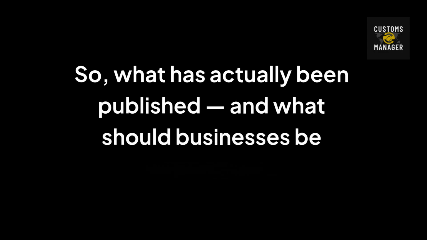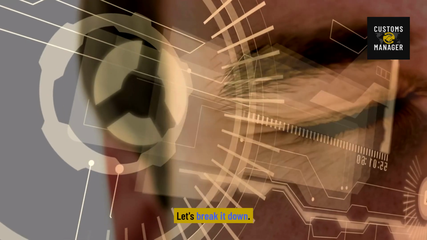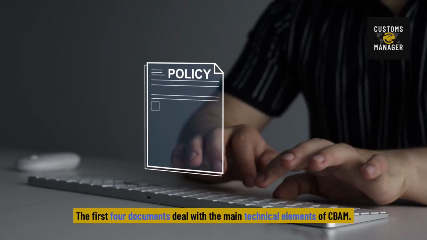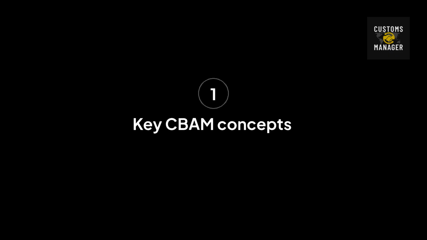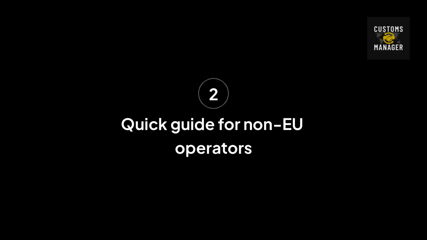So what has actually been published? And what should businesses be reviewing now? Let's break it down. The first 4 documents deal with the main technical elements of CBAM. Guidance number 1 introduces the key CBAM concepts. Guidance number 2 is a quick guide for non-EU operators on CBAM implementation.